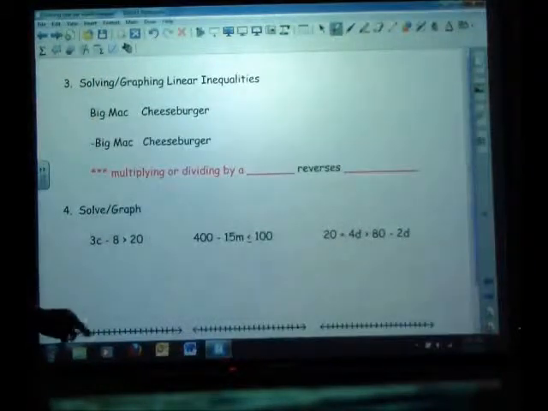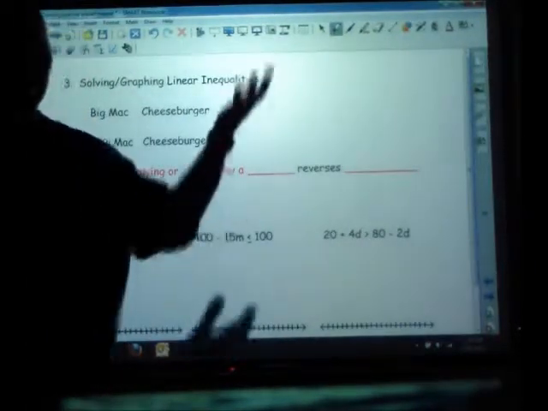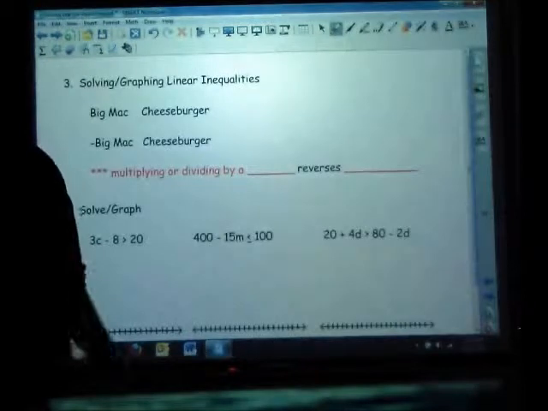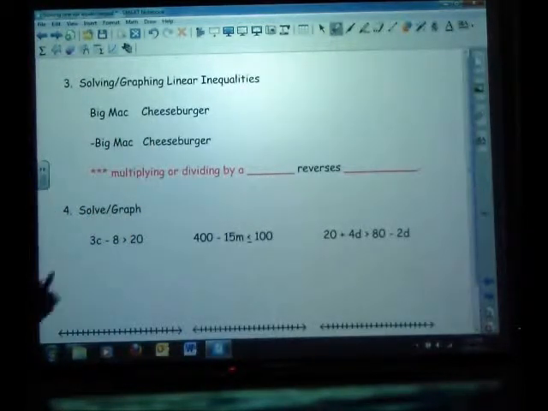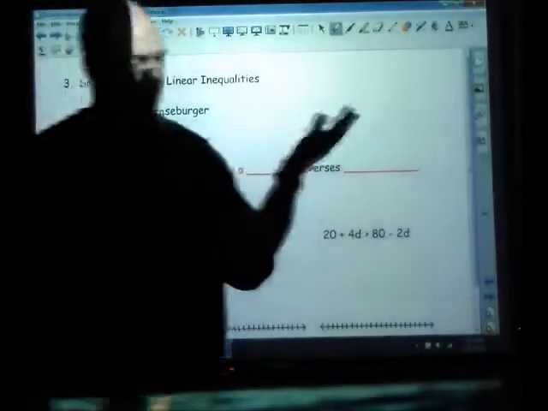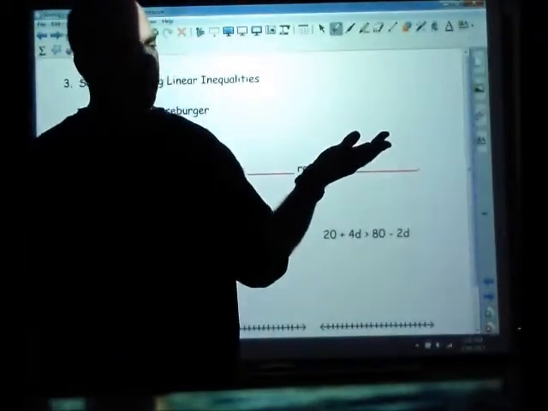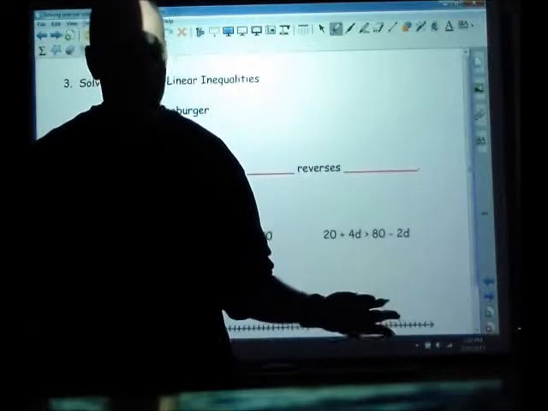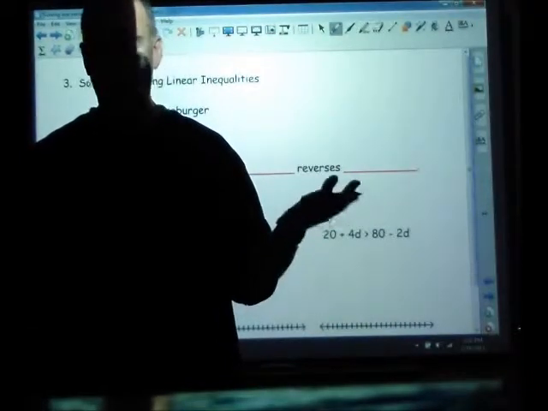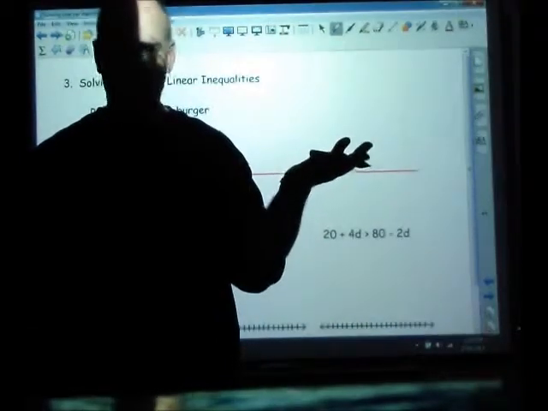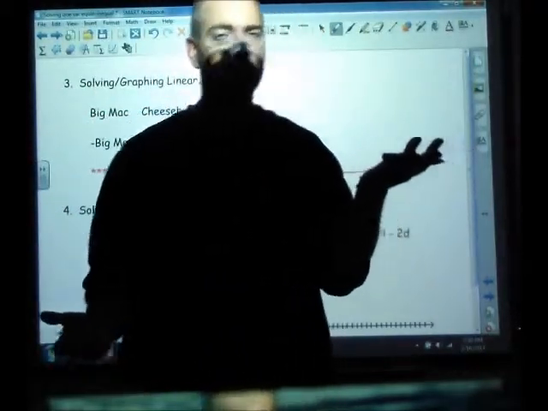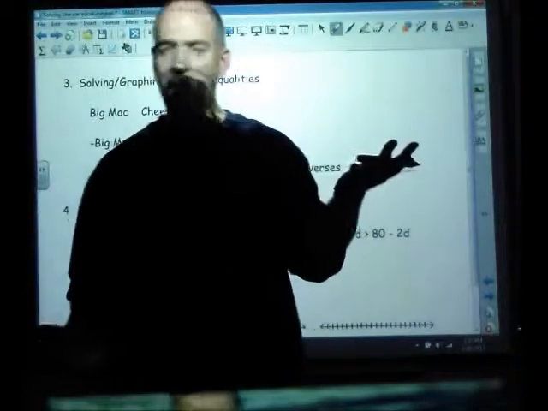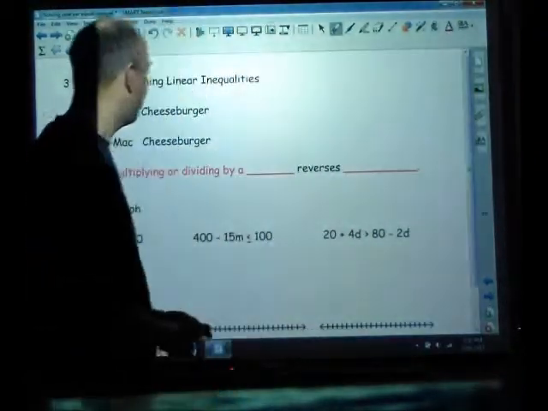Now, what we want to be able to do is talk about these inequalities, and I kind of beat myself to the punch here with my Big Mac and cheeseburger idea. If you have a Big Mac and a cheeseburger, the Big Mac's greater than a cheeseburger, you can add stuff, you can subtract stuff, you can divide. You know what? Half a Big Mac's bigger than half a cheeseburger. Half a Big Mac with a pickle is bigger than half a cheeseburger with a pickle. So they're going to stay the way they are except for one thing.